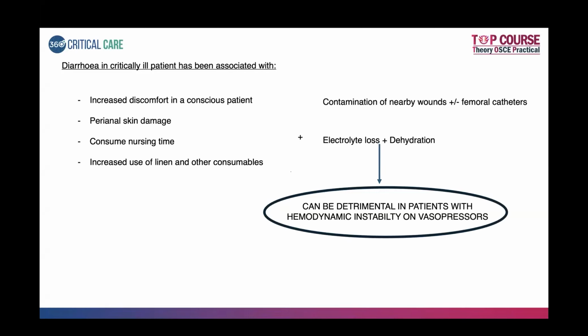So the problem with diarrhea in critically ill patients is it is associated with increased discomfort in a conscious patient, associated with perianal skin damage. It consumes nursing time and increased use of linen and other consumables. Plus, it causes contamination of nearby wounds and or femoral catheters if present. Then electrolyte loss and dehydration can occur. So this can be very detrimental in patients with hemodynamic instability on vasopressors.